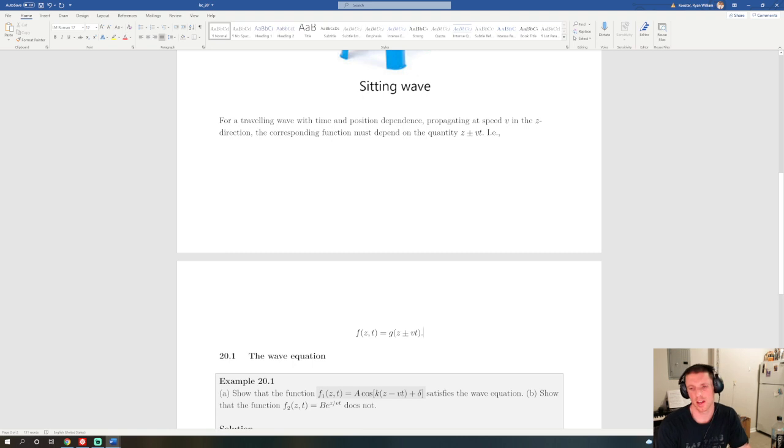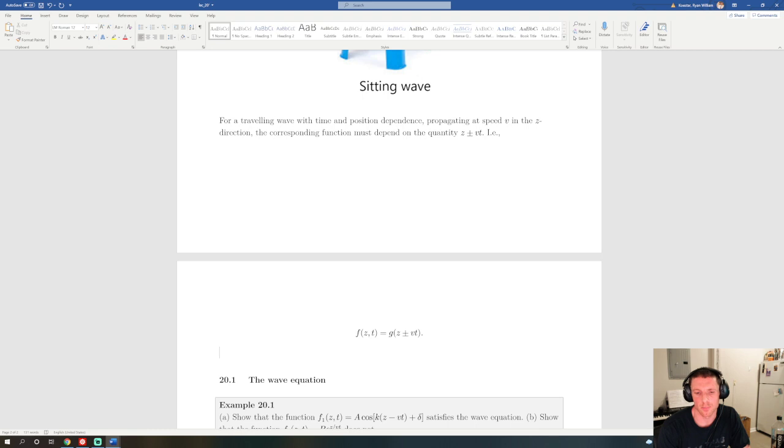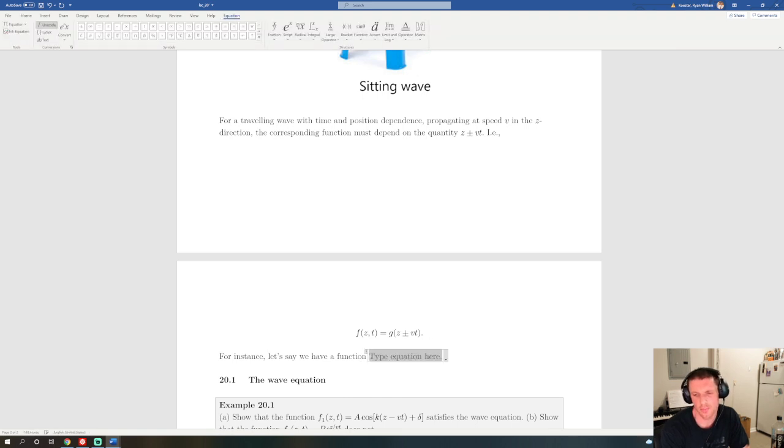But I just want to make sure that everybody's clear on this. So for instance, let's say I have some function, and let's call it h of z and t, and let's say that it is z squared times vt cubed. Well, this couldn't be a wave, right?